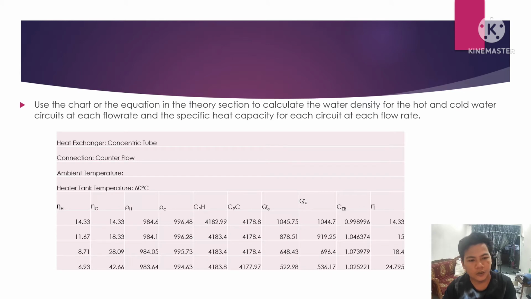Use the chart for the equation in the theory section to calculate the water density for the hot and cold water. We get here the heat exchanger. We use concentric tube. The connection is counter flow. The heater tank temperature is about 60 degrees Celsius. The first row is about the NH.